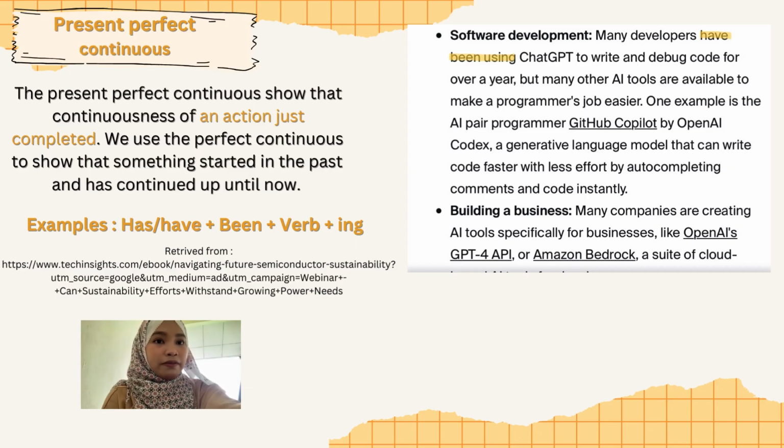We have the present perfect continuous. The present perfect continuous shows the continuousness of an action that is incomplete. We use the perfect continuous to show that something started in the past and has continued up until now. The example given: many developers have been using ChatGPT to write and debug code for over a year, but many other AI tools are available to make a programmer's job easier. So, as you can see, much like the present perfect, it has has or have been for the verb, plus the suffix ing.